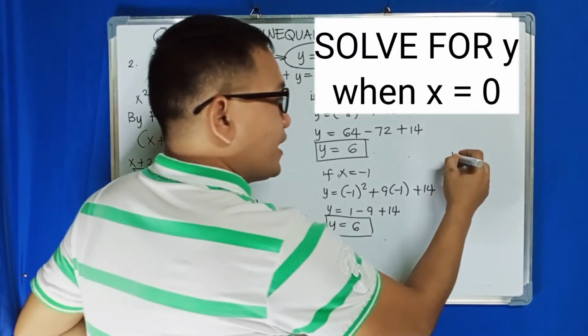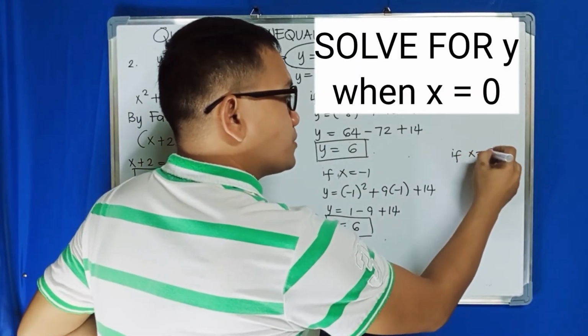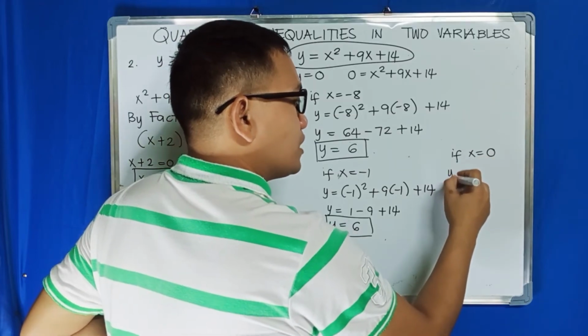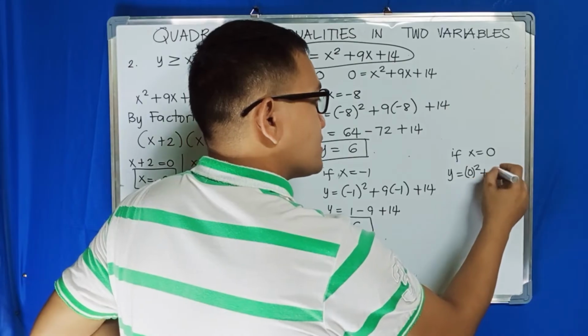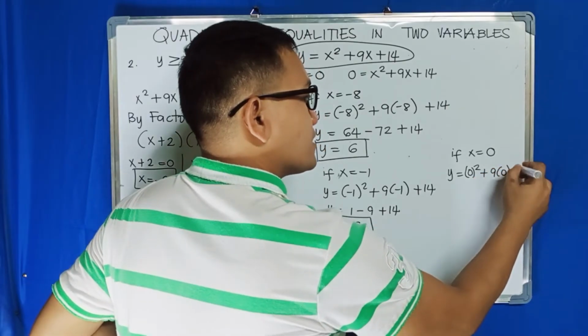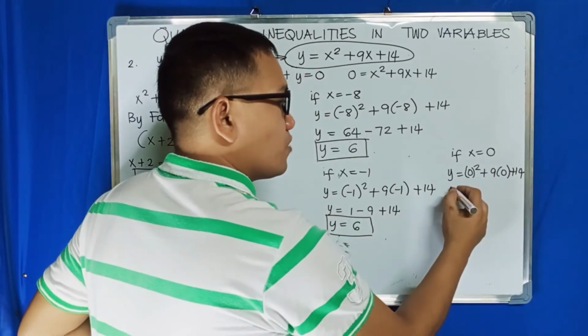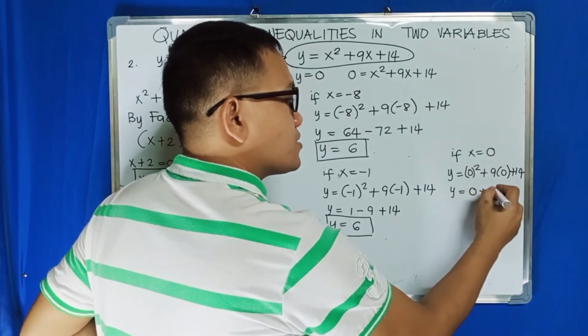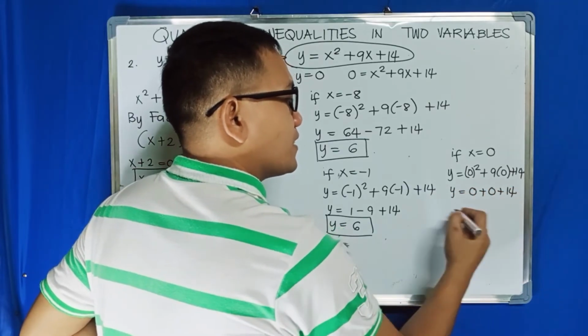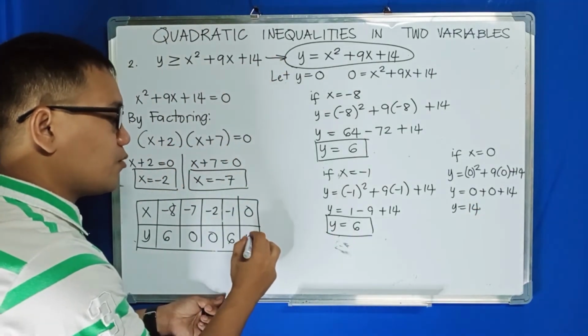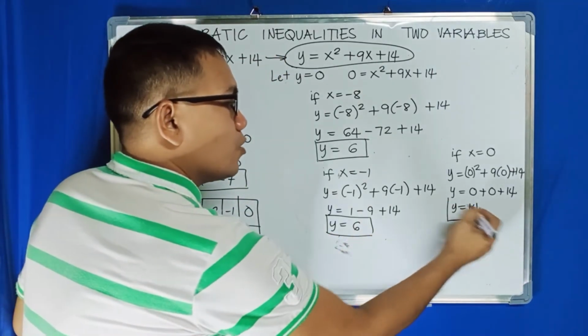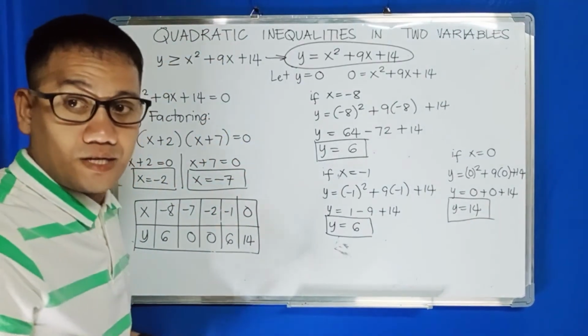And if our x is equal to 0, substitute all x by 0 to determine our y. So we will have 0 squared plus 9 times 0 plus 14. So we have y is equal to 0 plus 0 plus 14, and that is equal to 14. So we'll have the value of our y, which is equal to 14 when x is 0.